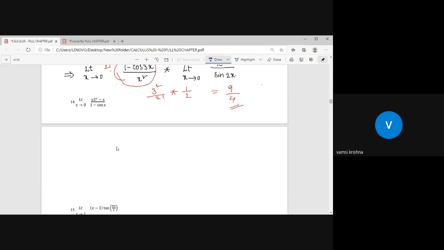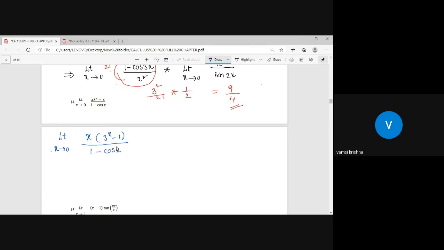Yeah, students, this is the question we have. Limit x tends to 0, x into 3 power x minus x. When you observe the numerator, in both the terms you have x. In the first term and second term, in both the terms you have x. Let us take x common. If you take x common, x into (3 power x minus 1) divided by 1 minus cos x.